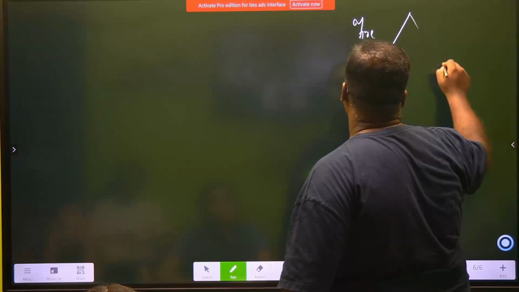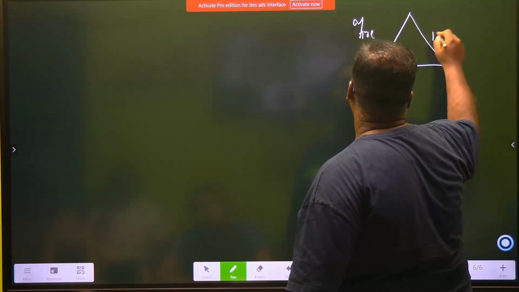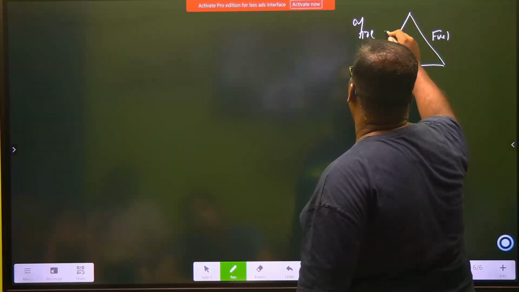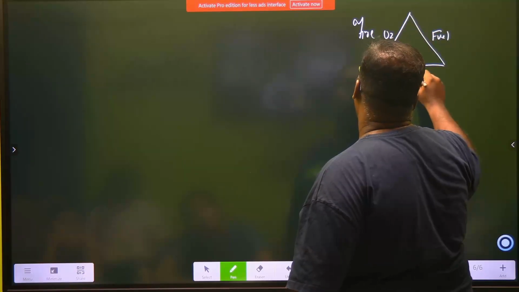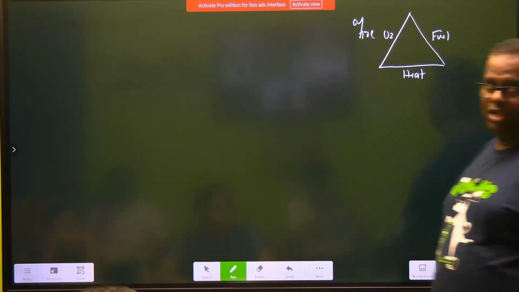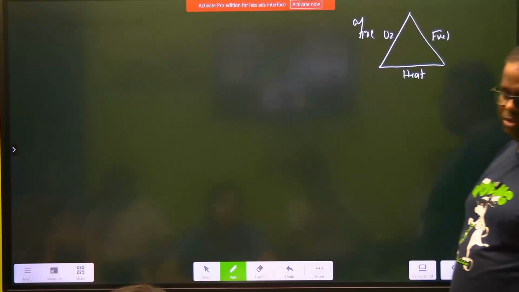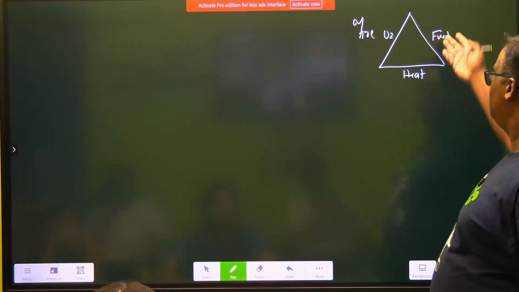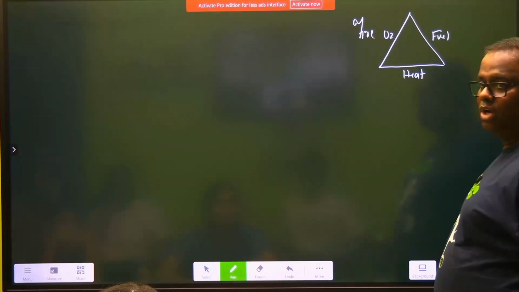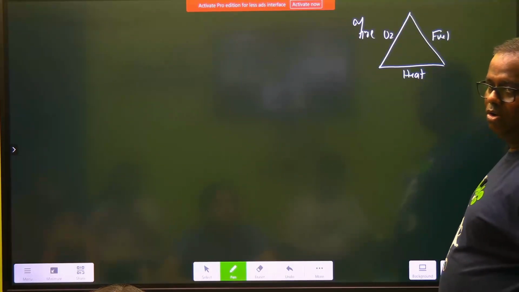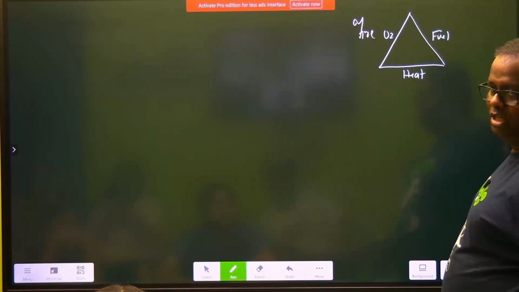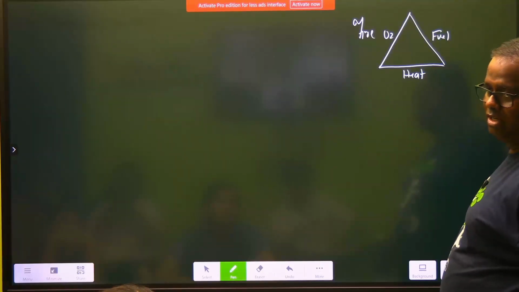Fire has three arms: fuel, oxygen, heat. In order to stop fire, please cancel any one arm, whichever you can. Either you stop the fuel supply, or you cut off the oxygen, or you pour a lot of water and bring down the heat. In either way, you can stop fire, right?